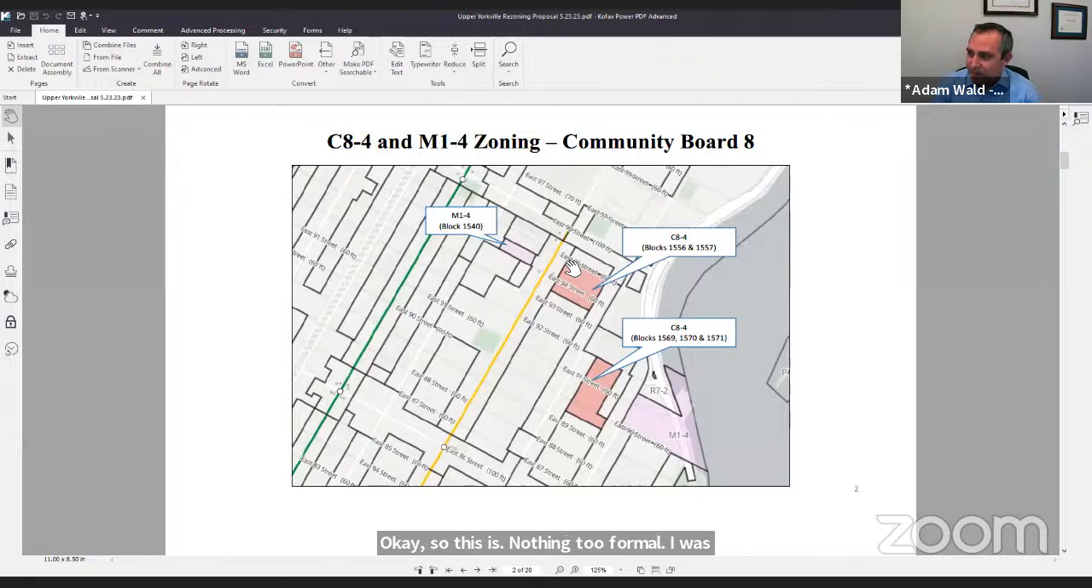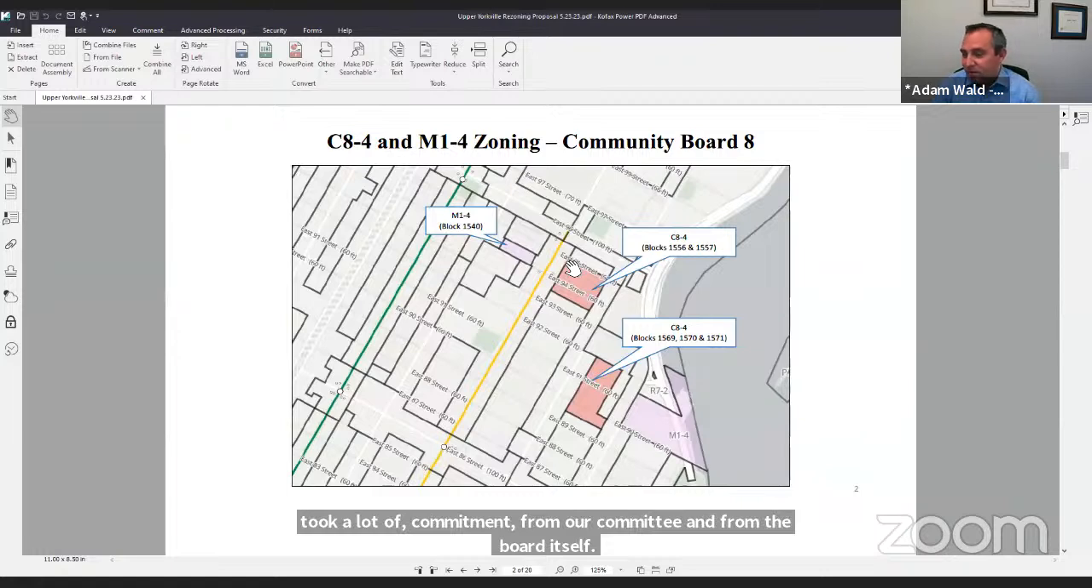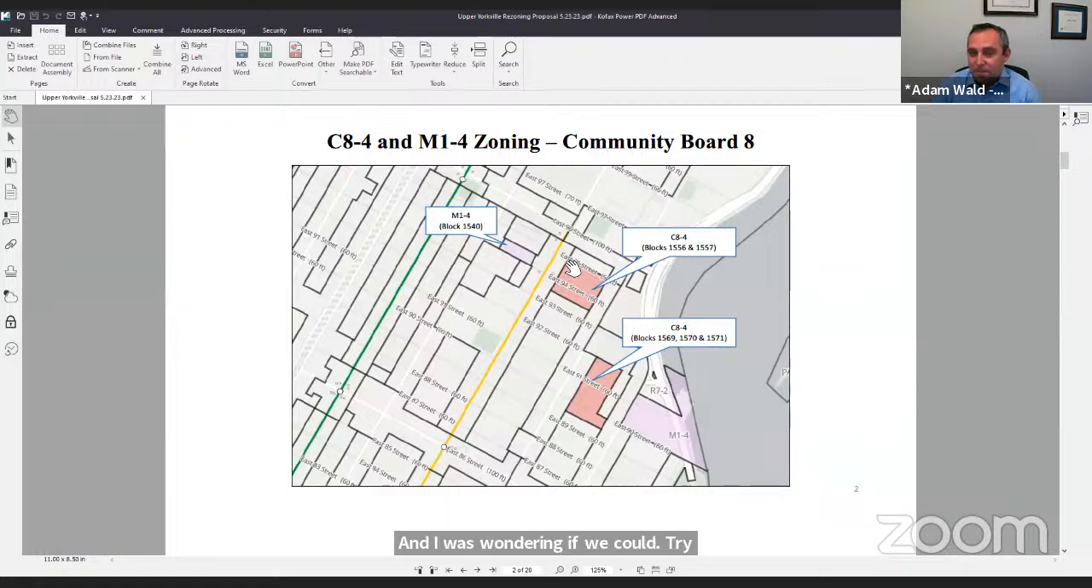Okay. So this is nothing too formal. I was just hoping that we would restart this effort that we had sort of shelved about a year ago while we were in the mix of a number of other larger neighborhood proposals that took a lot of commitment from our committee and from the board itself. And I was wondering if we could try to restart this. There's been a couple updates on a citywide level that I think encourage this project. And I just want to run through them very quickly.